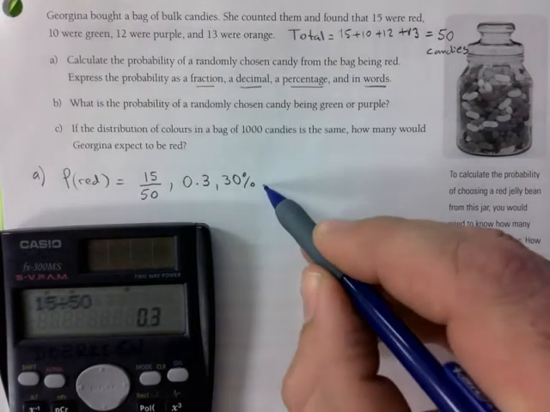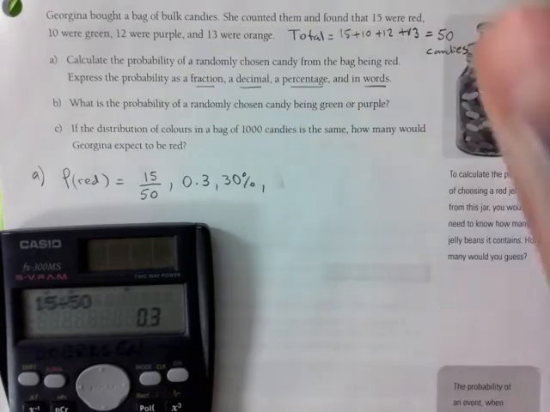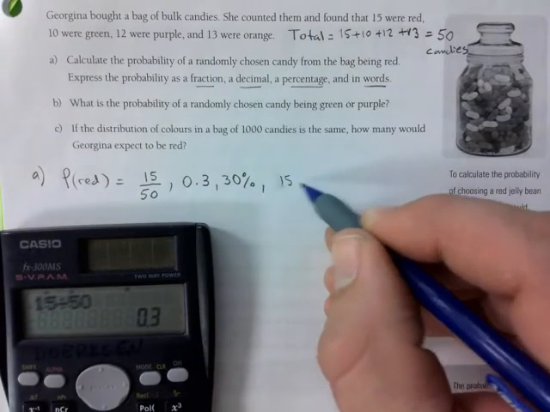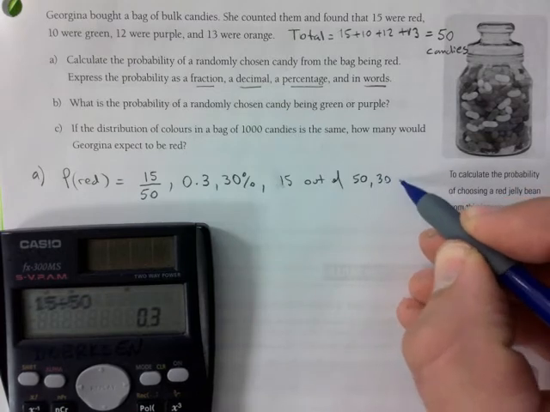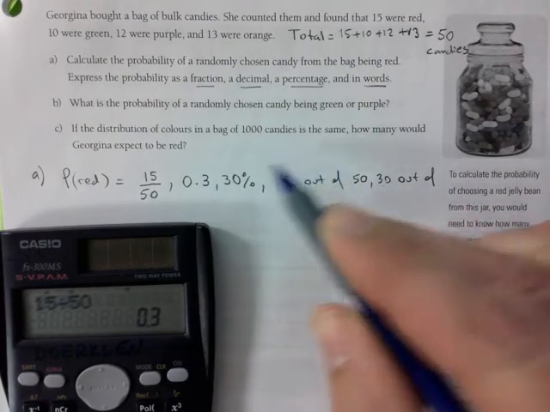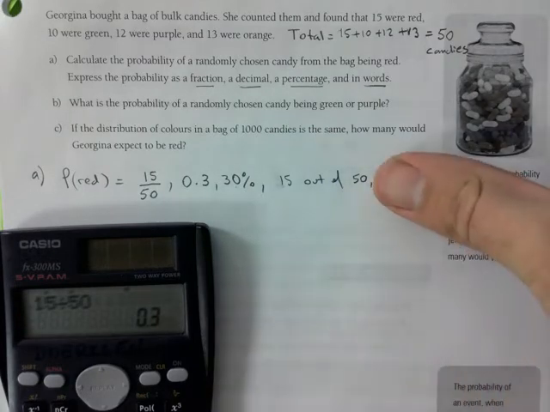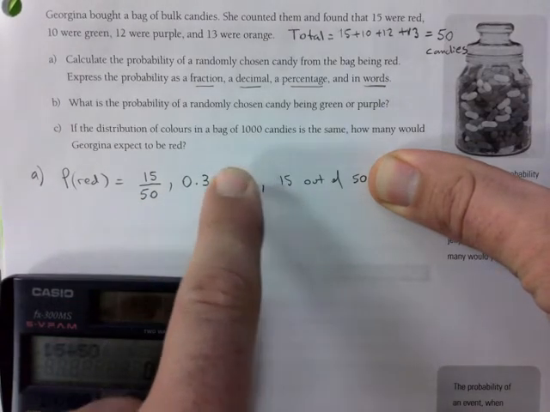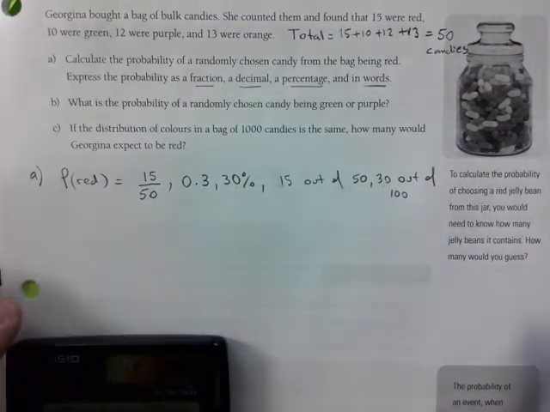Which is, how could you do this in words? There's many options here. 15 out of 50. You could say 30 out of what? 100. So you choose. Is it too confusing to have multiple words there? Maybe get rid of one. Maybe just copy that one. I based it on the fraction here, but if you base it on the percentage, percent is 30 out of 100, right? B.